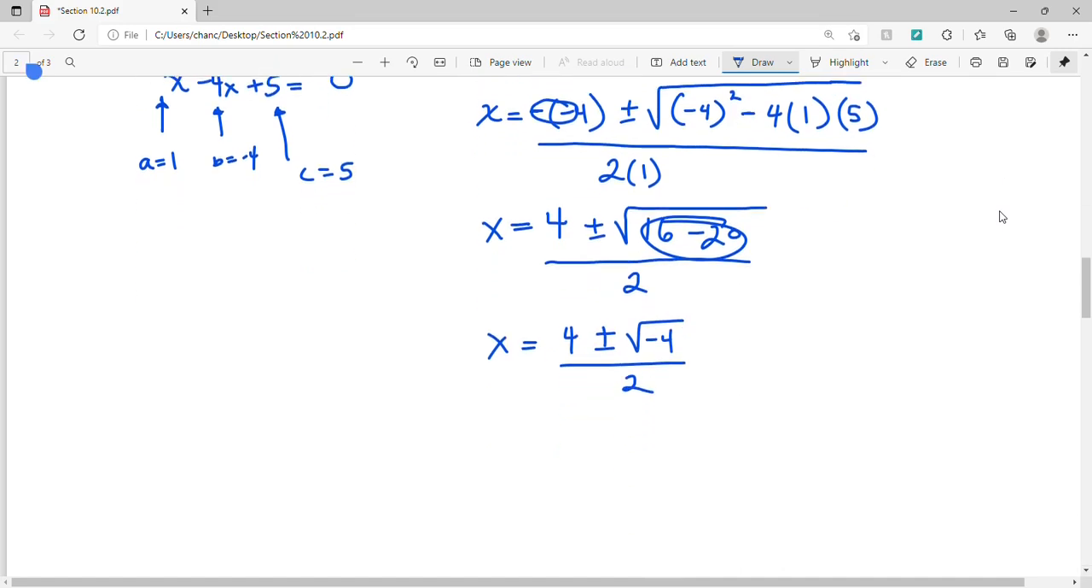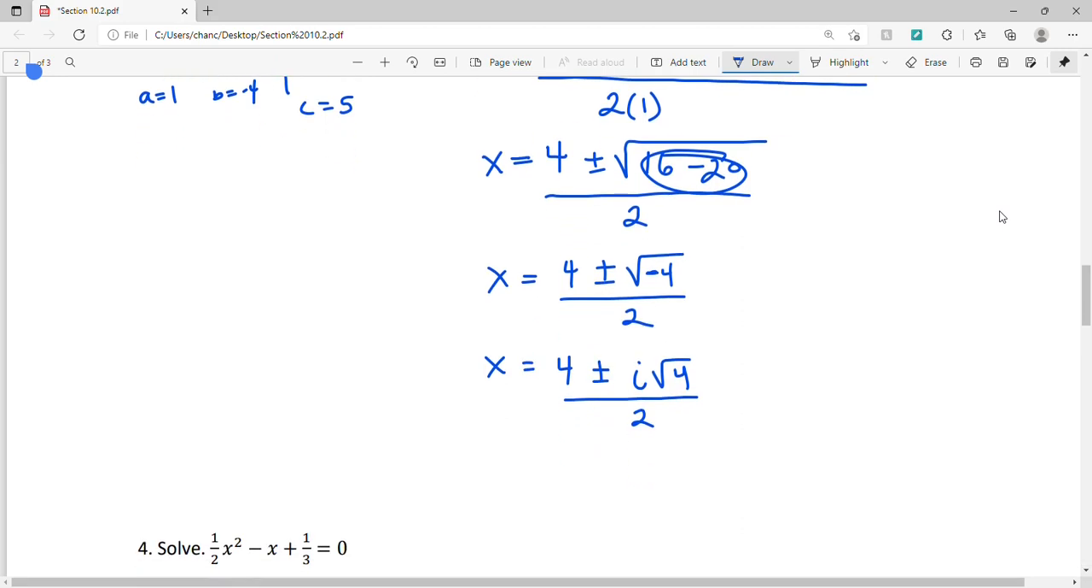Let's take out the i from the square root of negative 4. So this gives me 4 plus or minus i root 4. We know what the square root of 4 is. That's 2. So I can rewrite i times the square root of 4 as 2i. So let's simplify this. This can be written as x equals 4 plus or minus 2i over 2.